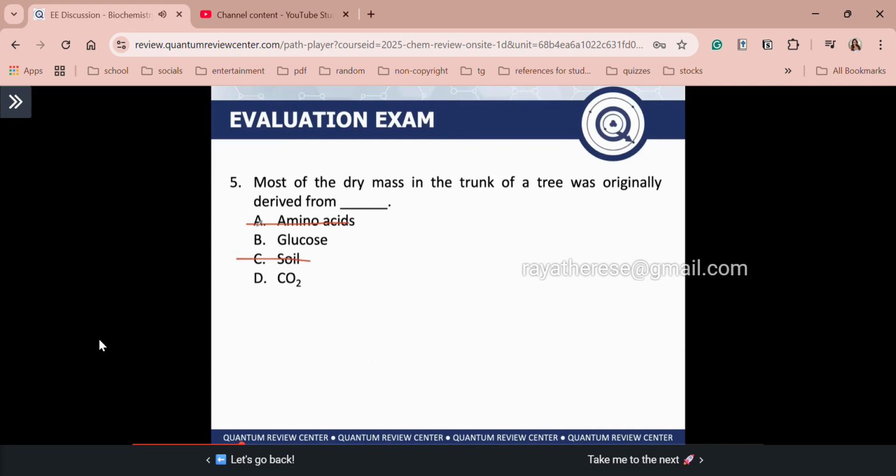And here class, very obvious. Glucose is a product, the energy source of our plants. So sir, incorrect answer is D? Yes. Okay? So our answer here actually is carbon dioxide. Accumulation of carbon dioxide as a reactant, of course, gives your tree its dry mass.